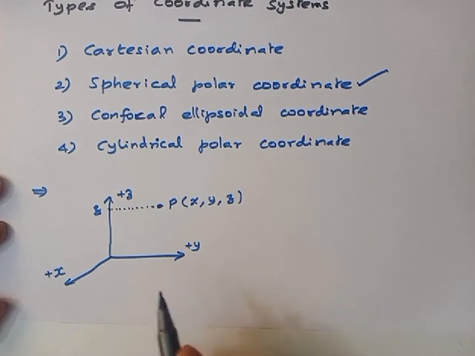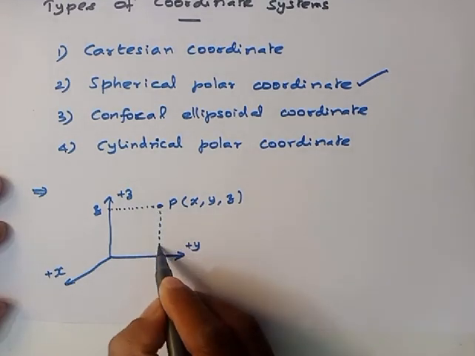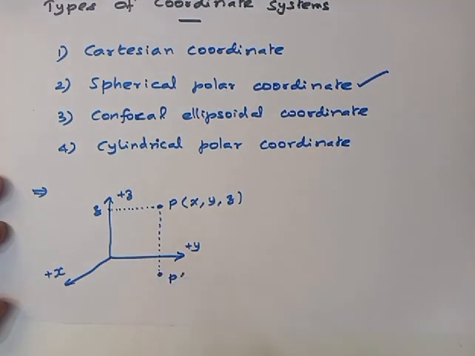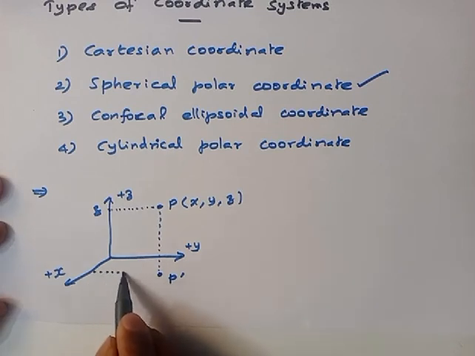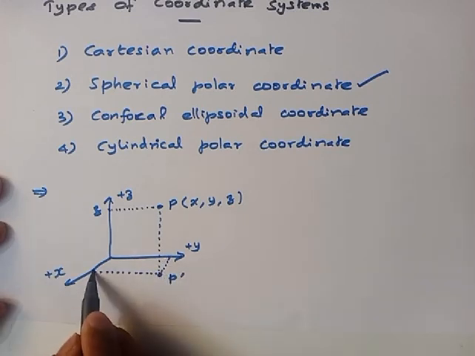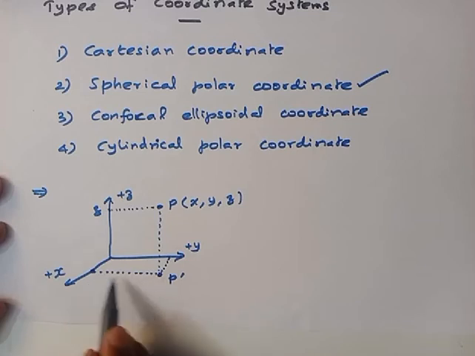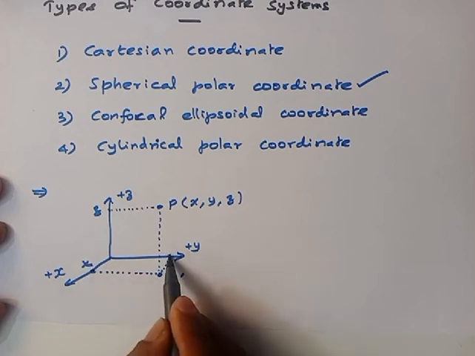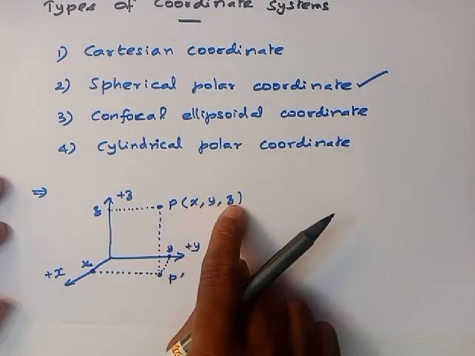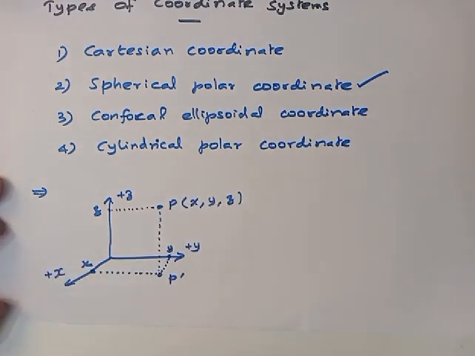Then what about x and y? Just draw a perpendicular to the xy plane, let it be P prime. Then from this point draw a perpendicular line to the x-axis and a perpendicular line to the y-axis. The point where this perpendicular line meets the x-axis gives you the value of x, and the point where the perpendicular line meets the y-axis gives you the value of y. This is the meaning of x, y, z in Cartesian coordinate space.